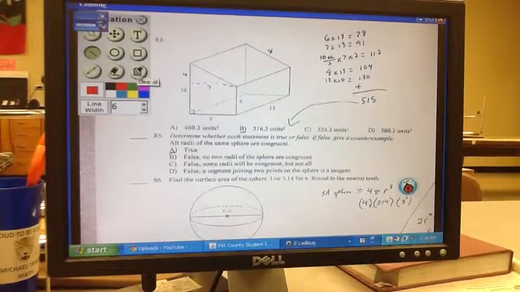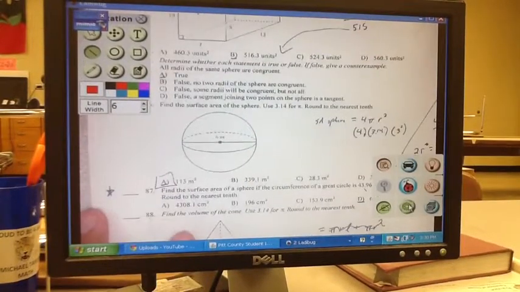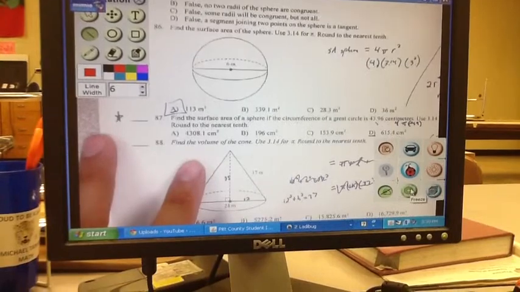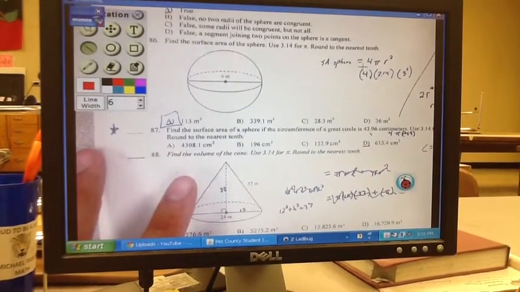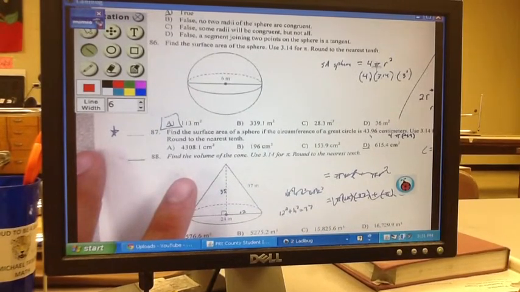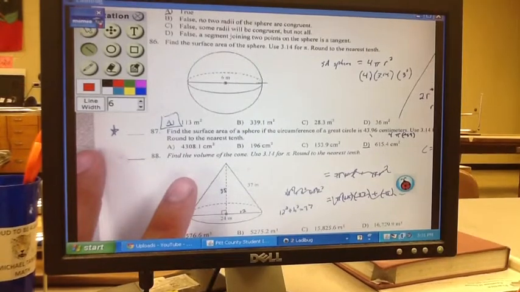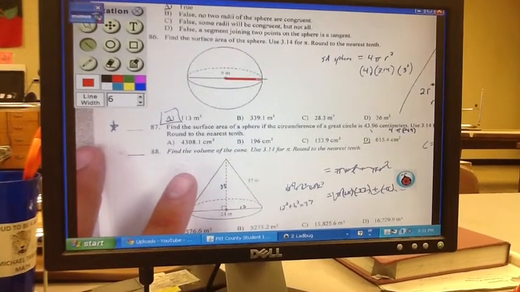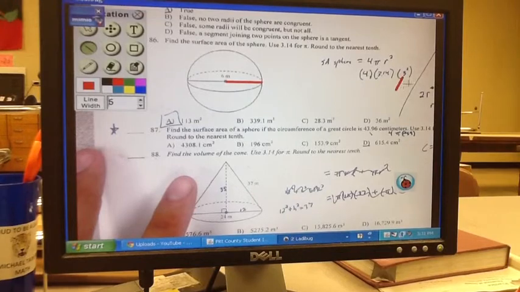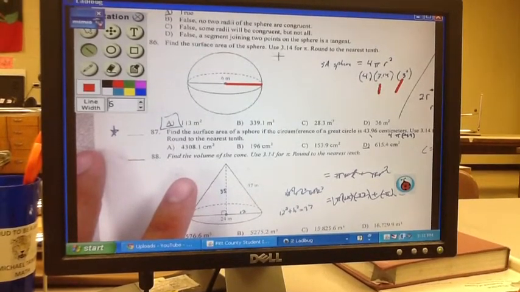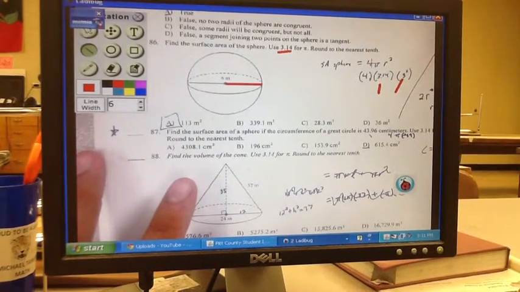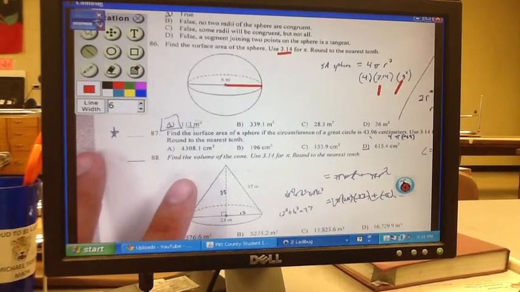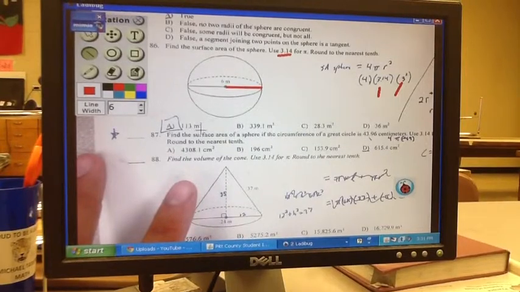Number 86. Let's see if we can move it up some. Alright, 86. Find the surface area of a sphere. No problem. Our surface area of a sphere is 4 times pi times r squared. We know what r is. Obviously, if that whole thing is 6, half of it is 3. So I plugged in 3. It tells us to substitute 3.14 for pi and then multiply it by 4 because it's in our formula. Multiply that out and I get 113.